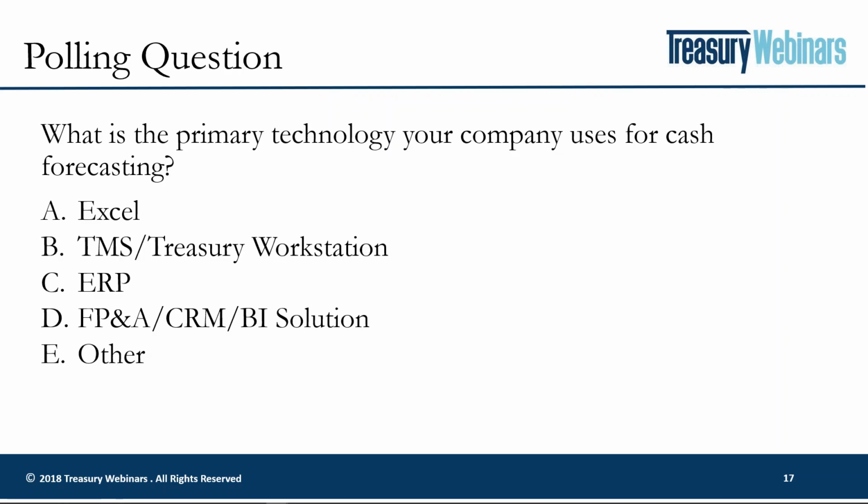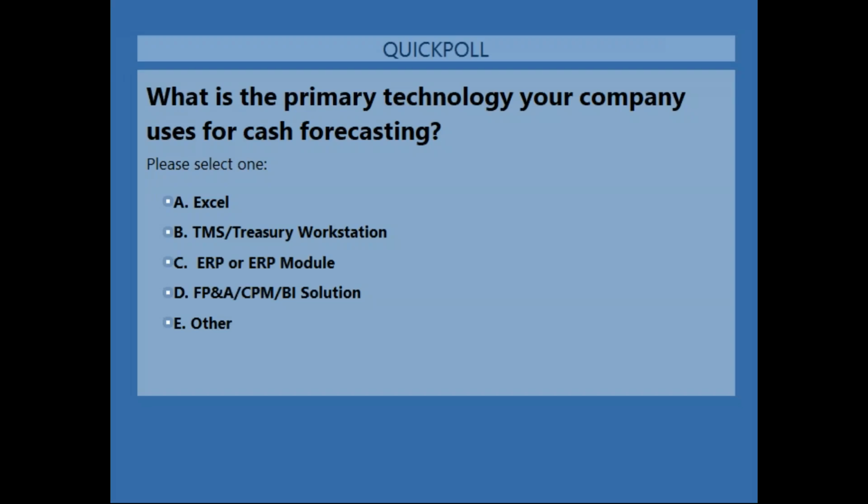So let's go ahead and ask our next polling question. And these will come less frequently. Don't be afraid of the polling questions coming rapidly. Just asking you to share with us the primary technology your company uses for cash forecasting. We have Excel, TMS, Treasury Workstation, ERP, or if you use an ERP module, maybe an FP&A, CRM, BI solution, or other. So I appreciate everyone's consideration in answering our questions. My folks out there interested in CTP credit, you are going to need to answer all my polling questions and stay on for the remainder of the webinar. And finally, we can take your questions in the questions area of your GoToWebinar control panel.